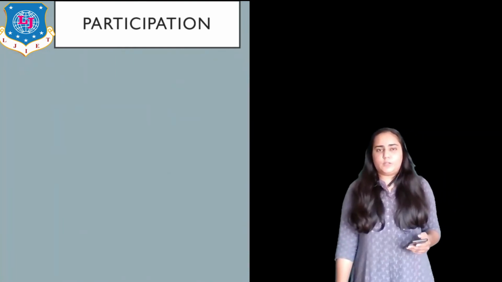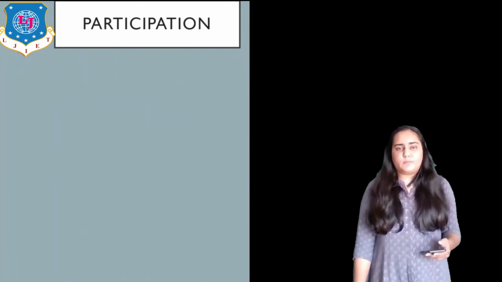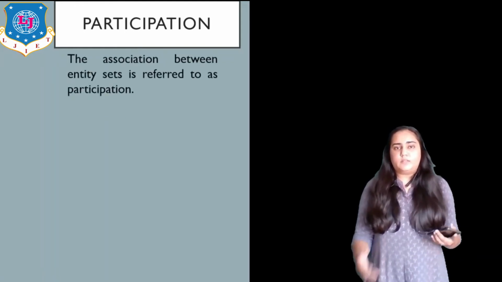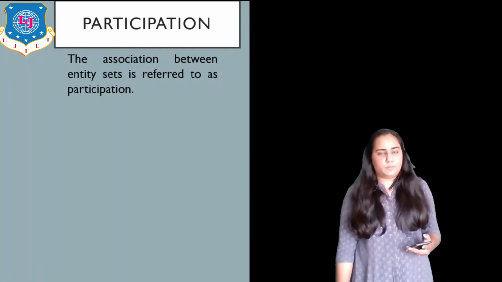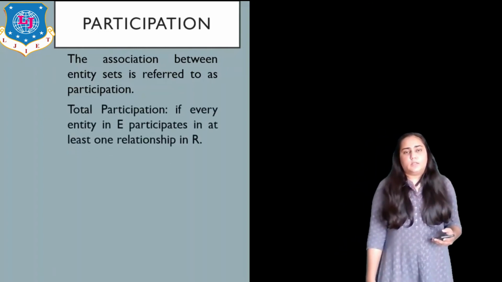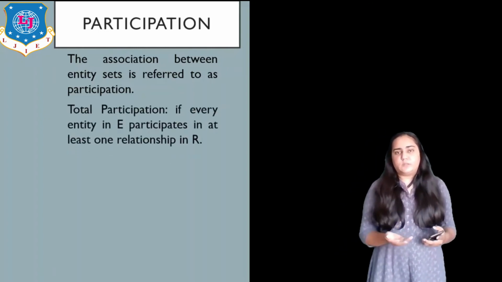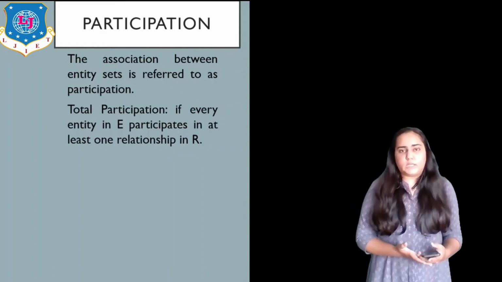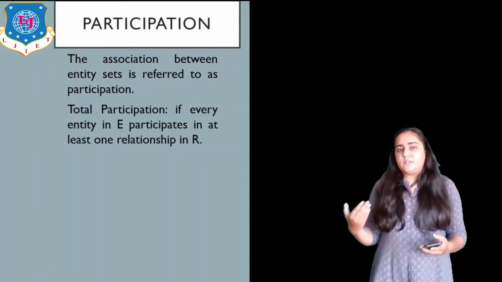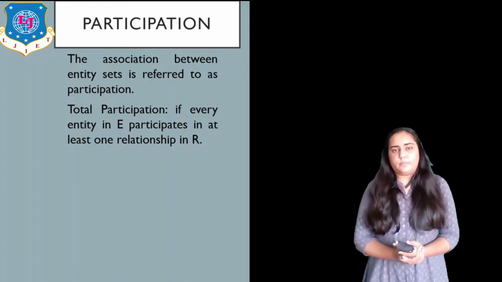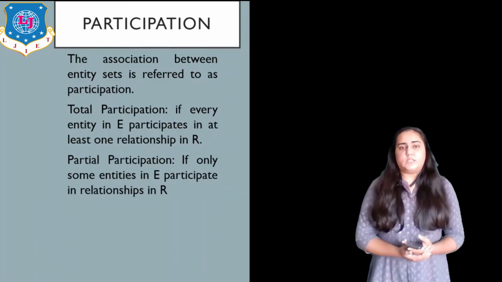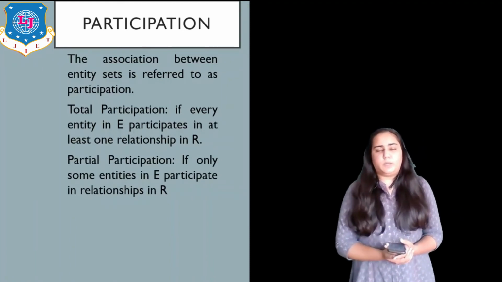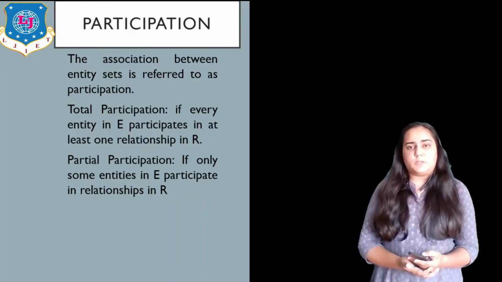Now, the next thing we are going to see is how to show different types of participations in an ER model. The association between entity sets is referred to as participation. And there are two types. One type is a total participation, where every entity in E participates in at least one relationship in R. And there is a partial participation, where if only some of the entities in E participate in a relationship in R, then it's a partial participation.